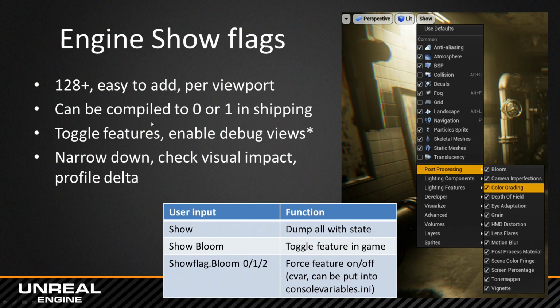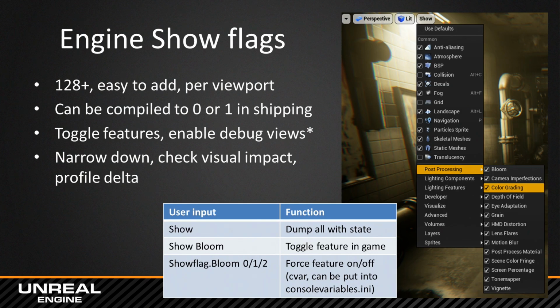They can always be on or off. You can toggle those also through the console. For example, you can type in show space bloom. That toggles the bloom feature. If you want to know which show flags are available, you just use the show command by itself. It will dump out a long list, and in that long list you will also see the current state of that feature.